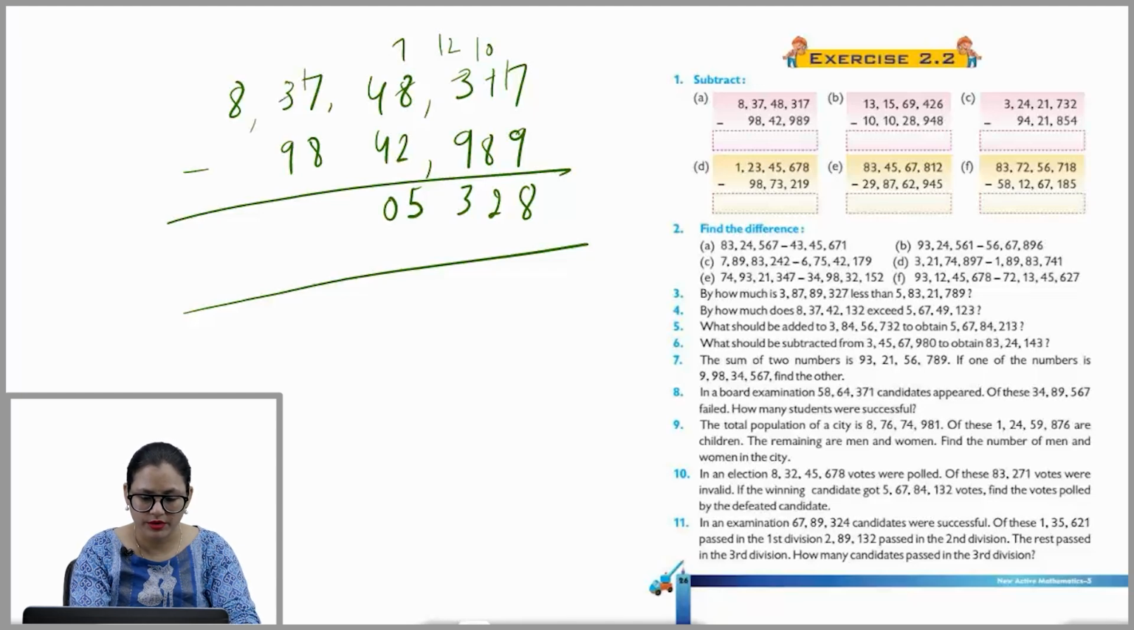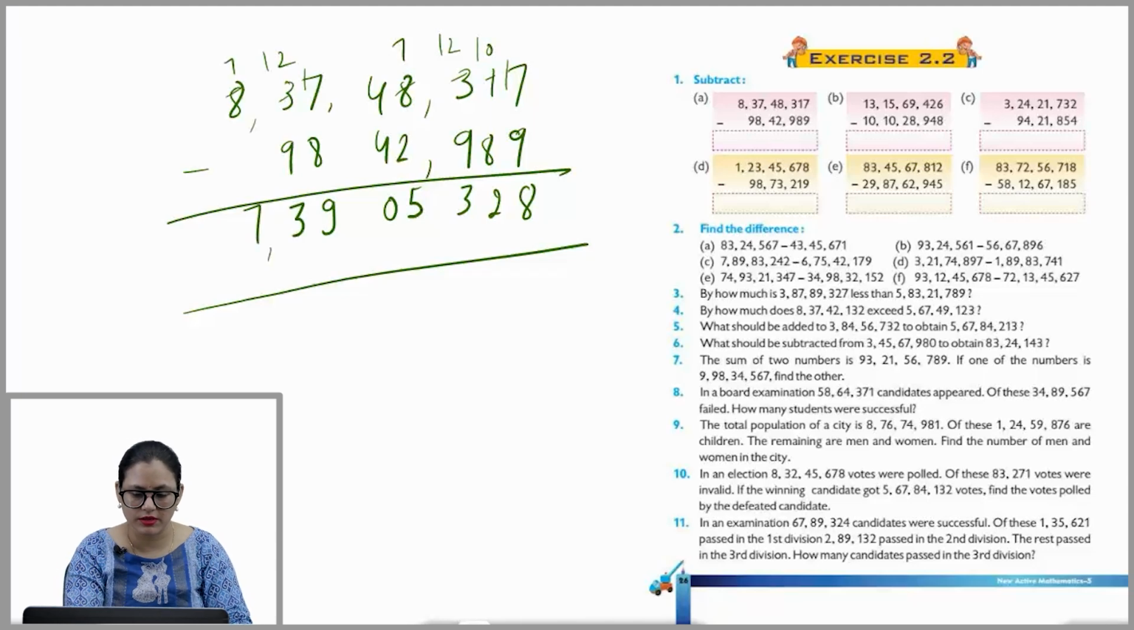You will borrow from here. 17 minus 8 is 9. 12 minus 9 is 3 and this is 7. So, this is your answer, right?